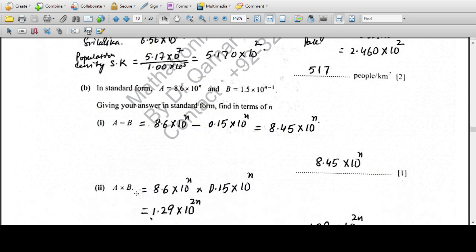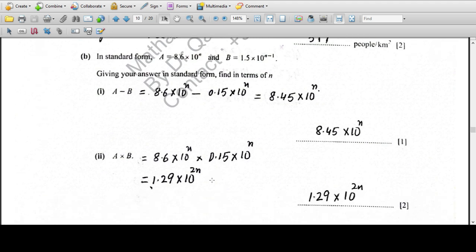If we multiply A into B, the powers give n plus n, which is 2n, and multiplying this with this one, it becomes 1.29 × 10^(2n). So this is simple, this is very easy.